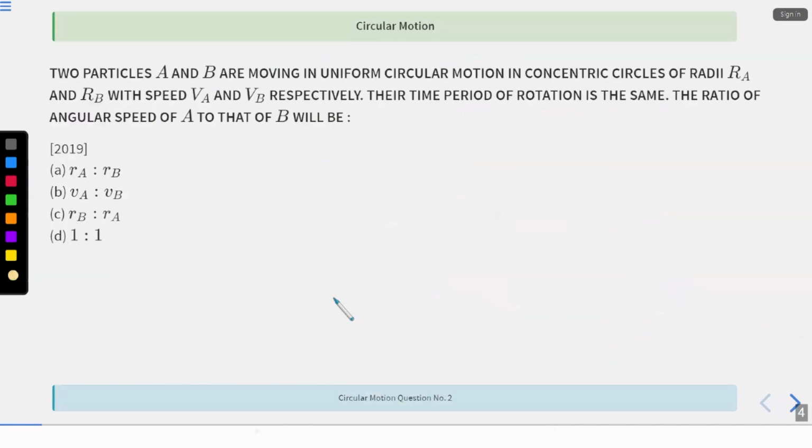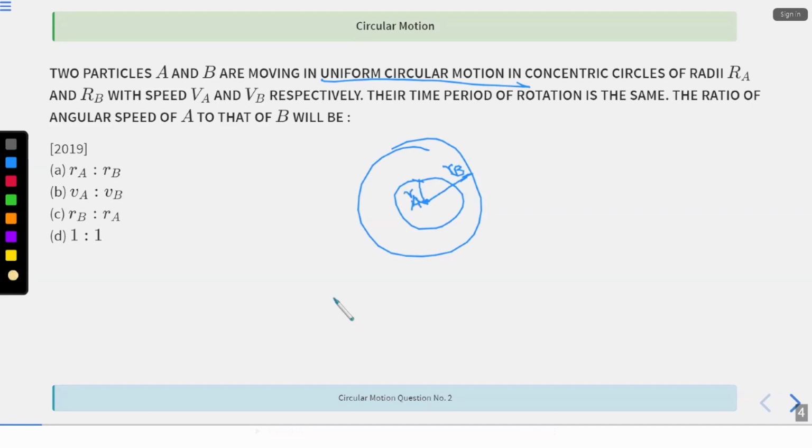Moving on to the next question. It states that two particles A and B are moving in uniform circular motion in concentric circles of radii RA and RB with speed VA and VB respectively. Their time period of rotation is the same. The ratio of angular speed of A to that of B will be what? Okay, so what do you mean by concentric circles? So this is what you mean by concentric circles, okay? So these are concentric circles. And what they are telling is, this is RB. And this is RA, okay?